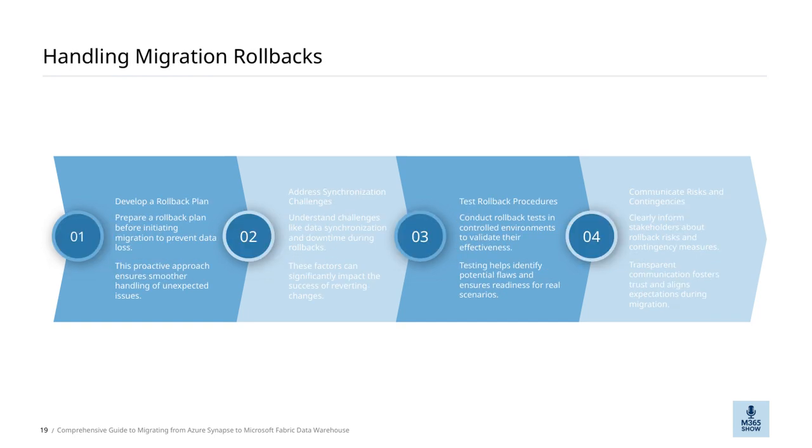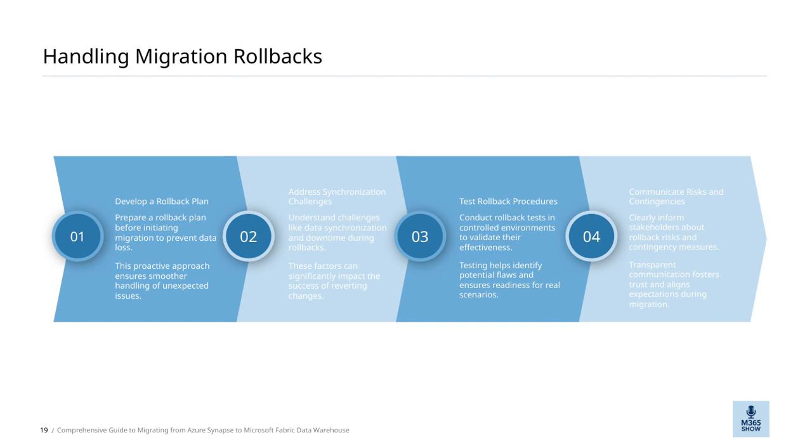Let's talk about handling migration rollbacks, which is a critical part of the overall migration process. First and foremost, you want to prepare a solid rollback plan before you even start the migration. This proactive step is essential to prevent data loss if something unexpected happens. It's all about being ready for those unforeseen issues and ensuring that the migration can be reversed smoothly if needed.